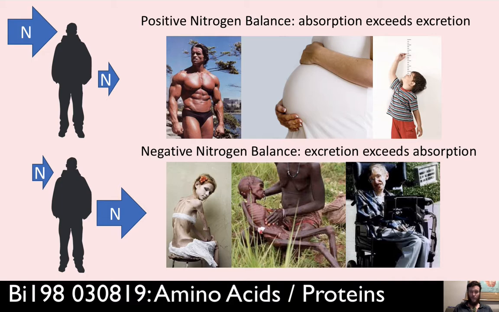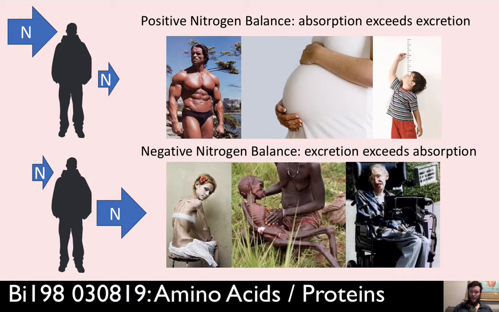A person who is suffering from malnutrition because they just cannot get enough food in their body because of whatever condition they're living under. And a person who has some sort of muscle wasting disorder. So, for example, a person like Stephen Hawking there, who is losing muscle mass because he has Lou Gehrig's disease. This is a person in negative nitrogen balance.